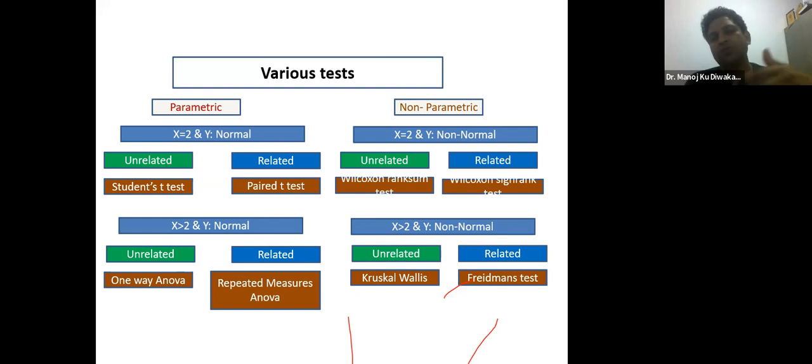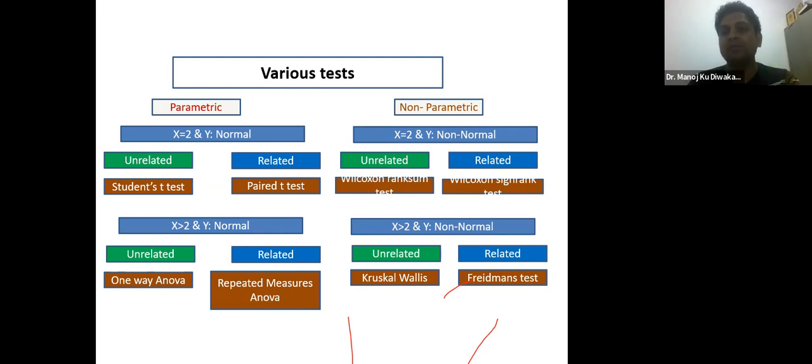For example, your assessment was done on the very first day of your workshop, and then at the end of the workshop, after you have gone through this many lectures, we assess all of you again. That is called the paired t-test. Okay, then x greater than 2 and y is normal.